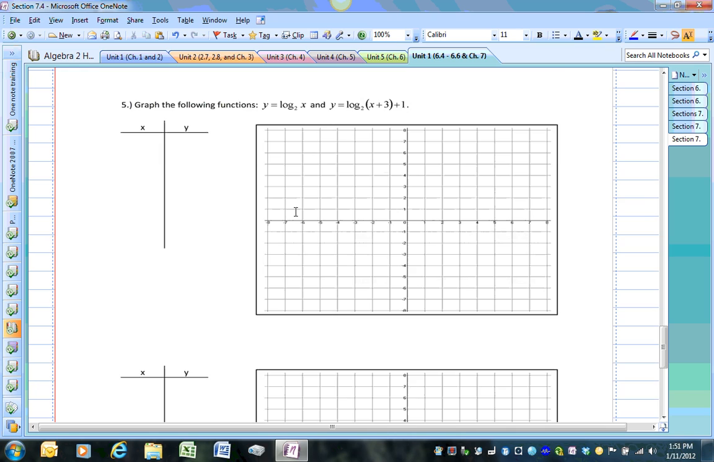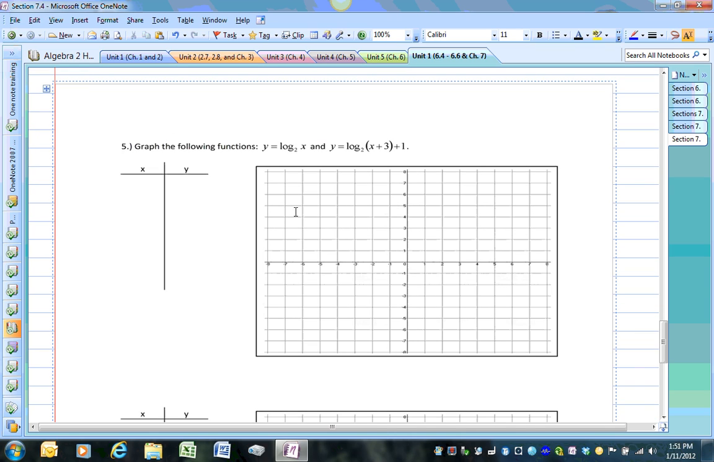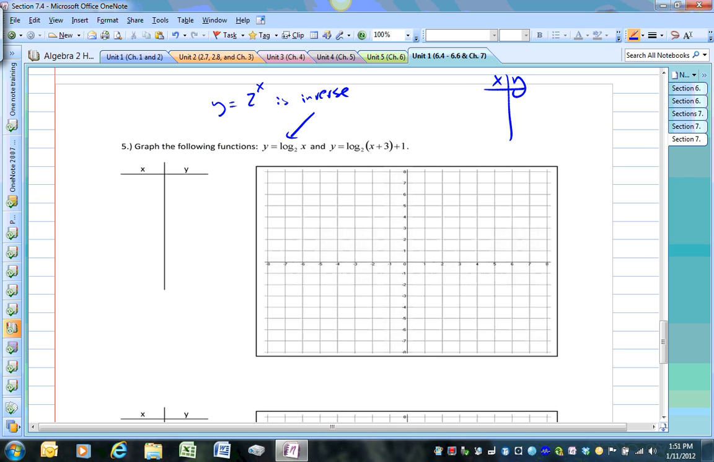Okay, last thing is graphing. Now remember, logarithmic functions and exponential functions are inverses of each other. So y equals 2 to the x is the inverse of that function there. And for y equals 2 to the x, we know if you plug in 0 you get 1, plug in 1 you get 2, plug in 2 you get 4.